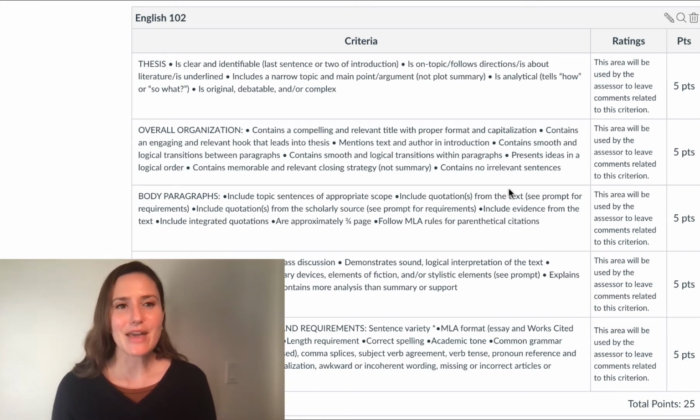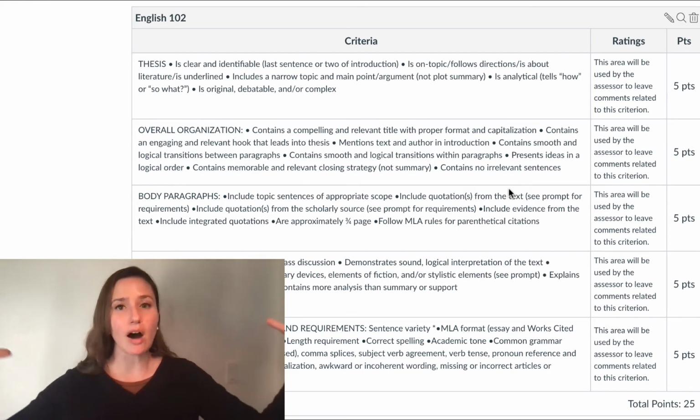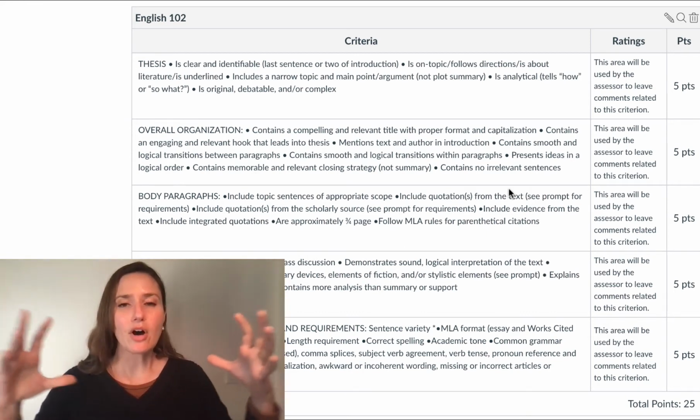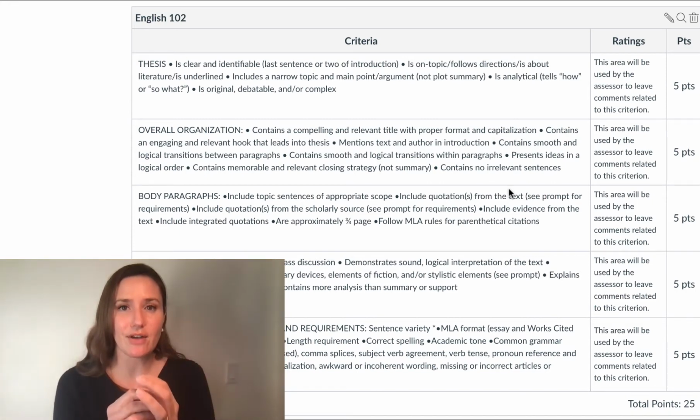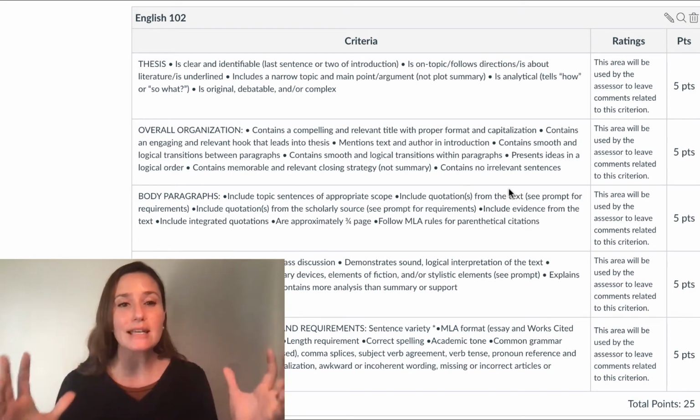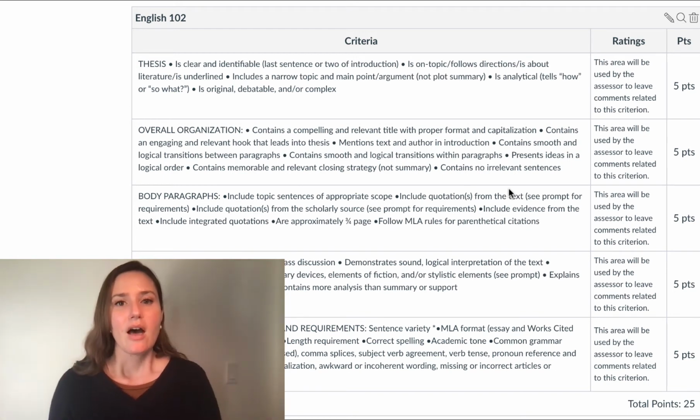Of course, it has to be about literature, it has to be about the text, and it needs to be an appropriate scope, not too broad, right? Not just talking about themes in a novel, that's way too broad, but also not so overly specific that you're only going to be able to write one paragraph about it. So you want a thesis that's the appropriate scope. It should include your topic and your argument. And your argument, as you know, is never a plot summary.